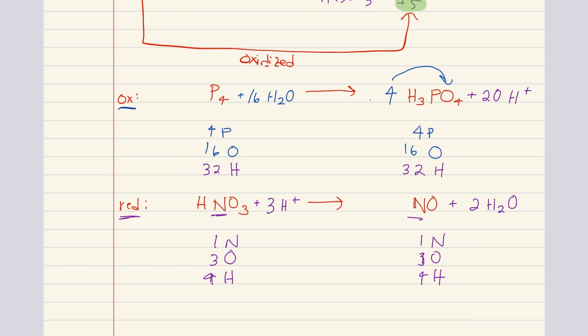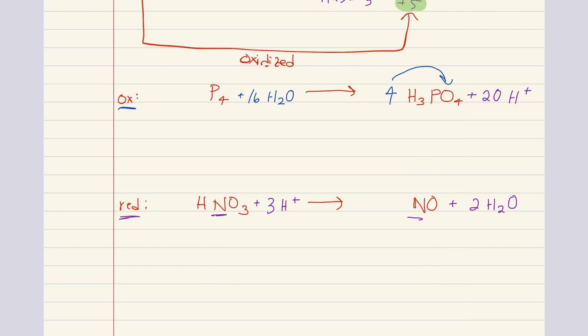In step 4, we want to balance each half reaction with respect to charge by adding electrons to the more positive side. So I'm going to go ahead and erase some of this extra work so we can figure out how to appropriately do this. Let's start by looking at our oxidation half reaction. The oxidation half reaction is neutral on the reactant side, but it carries a +20 charge on the product side. The charge can be balanced by adding 20 electrons to the product side.